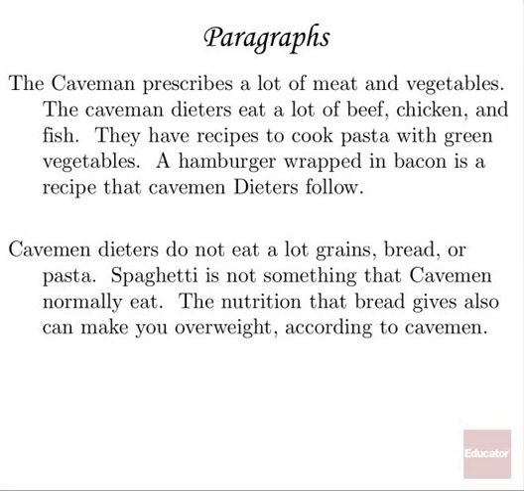The caveman diet prescribes a lot of meat and vegetables. The caveman dieters eat a lot of beef, chicken, and fish. They have recipes to cook pasta with green vegetables. A hamburger wrapped in bacon is a recipe that caveman dieters follow. Caveman dieters do not eat a lot of grains, bread, or pasta. Spaghetti is not something that cavemen normally eat. The nutrition that bread gives can also make you overweight, according to cavemen.